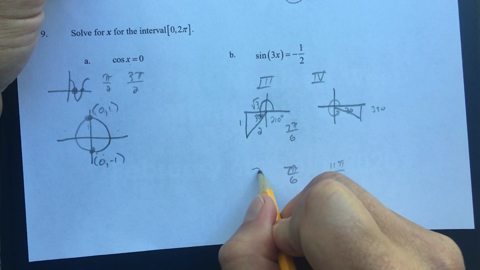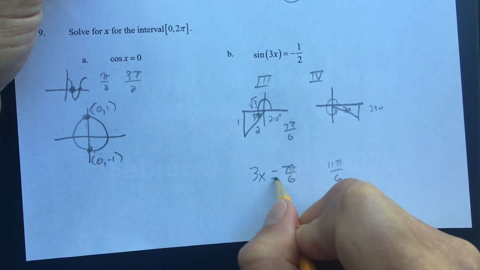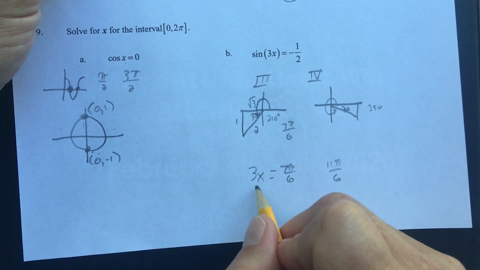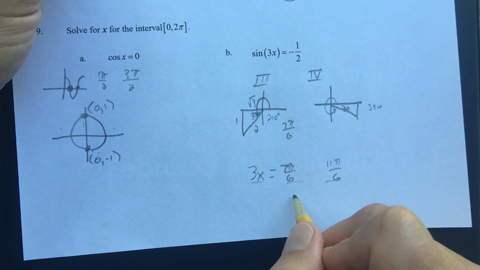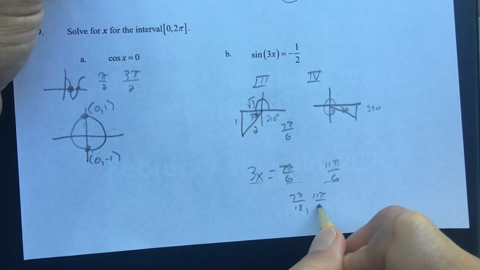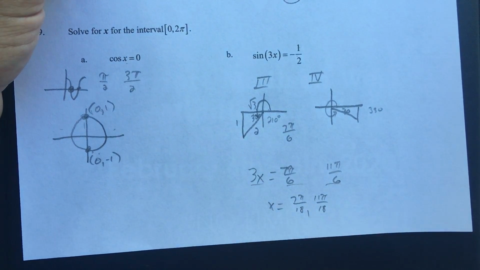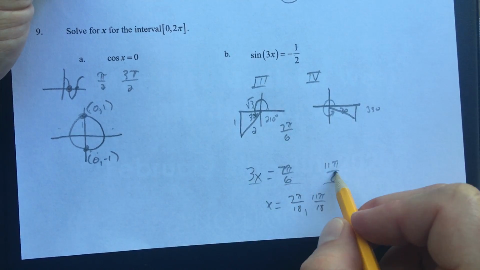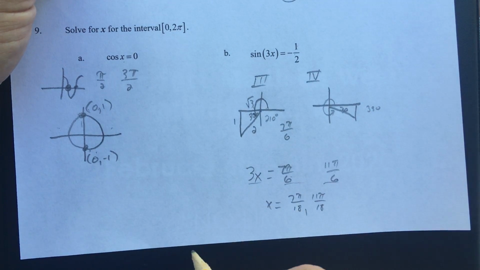What we're saying is that 3x, which is what we're taking the sine of, could be this one or it could be this one. So then if we divide by 3, we end up with 7 pi over 18 and 11 pi over 18, and that's what x could be then. Okay, because if we multiplied it by 3, it would multiply it back up to here, and we already said the sine of that is that.